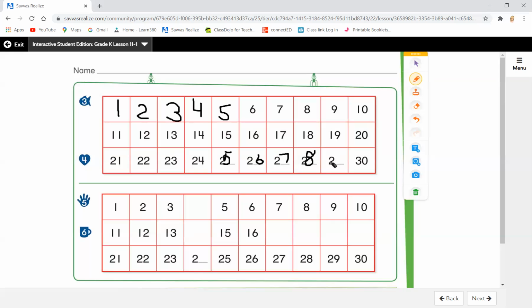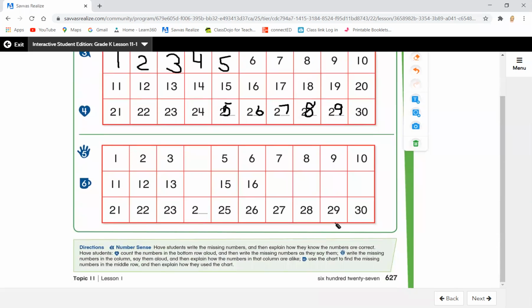What's our last one going to be? 29. 9, 9, 9. Did we get that one right? Yes. All right, so now we're going to look at high five number 5. We're going to write the missing numbers in the column, and we're going to say them aloud. So let's go ahead and count these. So count with me. I want to hear you.